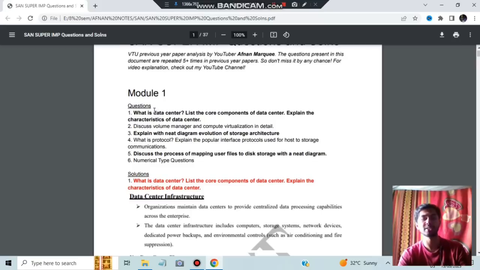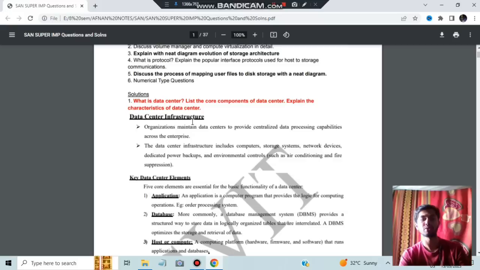The first question is: what is a data center, what are the core components of a data center, and explain the various characteristics of a data center. By the name itself you can understand, data center means you will be having a center in which all the data will be stored, a central location in which all the data will be stored. That is what is called the data center, and there are some core components of it which you'll have to discuss, and some characteristics are there. Okay, so let's have a look at that.